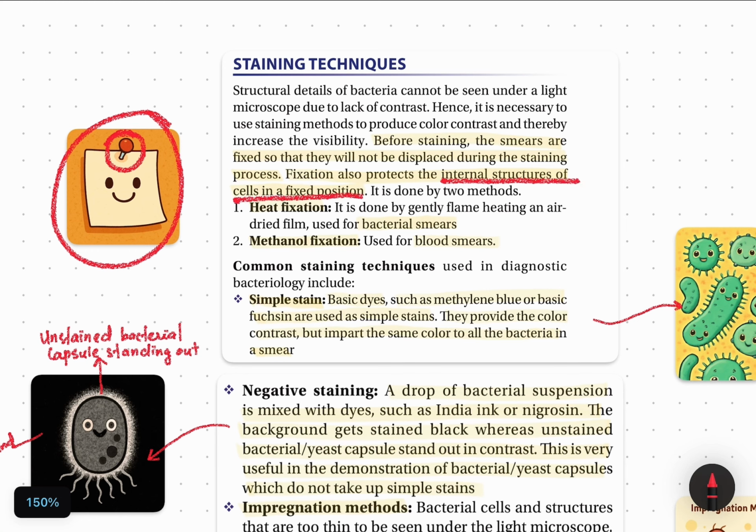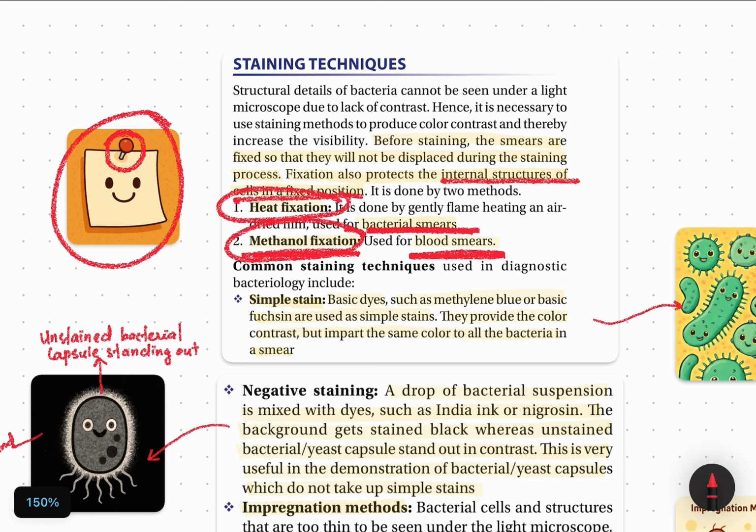Fixation will also protect the internal structures of the cell in a given position. There are two ways by which you can do this fixing technique. First one is heat fixation and second one is methanol fixation. Heat fixation is normally done for bacterial smears, whereas methanol fixation is used for blood smears.